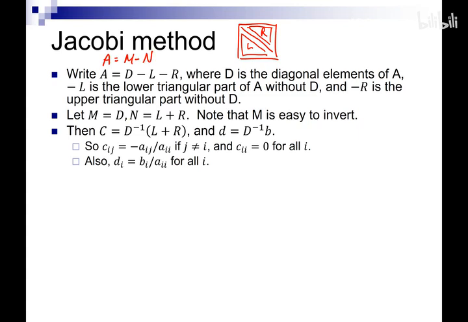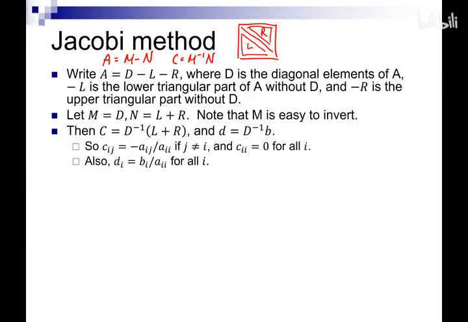And we also wanted to make sure that M inverse is easy to compute, and this is true in this case, because if you set M to the diagonal elements, then we can easily compute the inverse just by taking the inverse of all the diagonal elements. Now we have that C equals M inverse N, and so that's just equal to D inverse times L plus R. And then this vector here, d, is equal to D inverse times b.